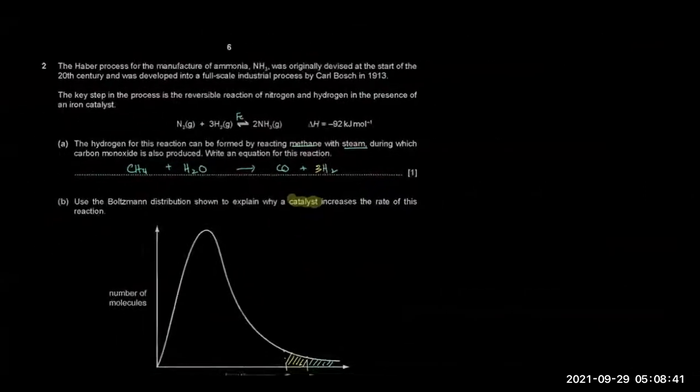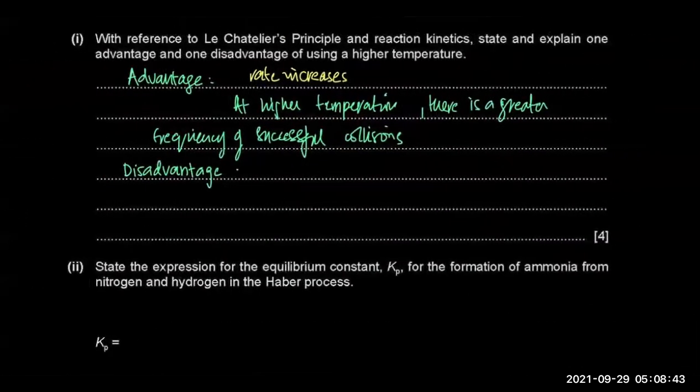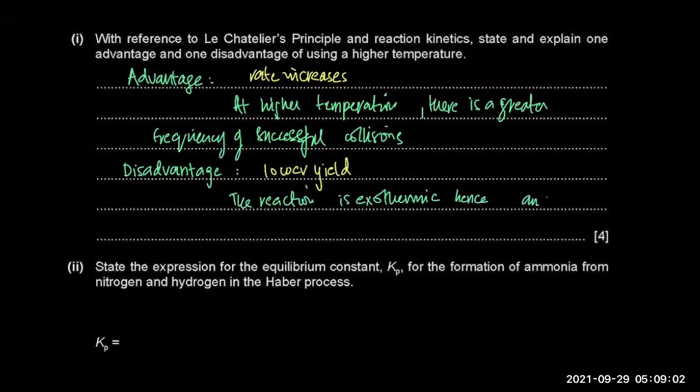So the disadvantage that you have is a lower yield. And the reason for that is because the reaction is exothermic, hence an increase in temperature favors the backward reaction, so the yield decreases, right?